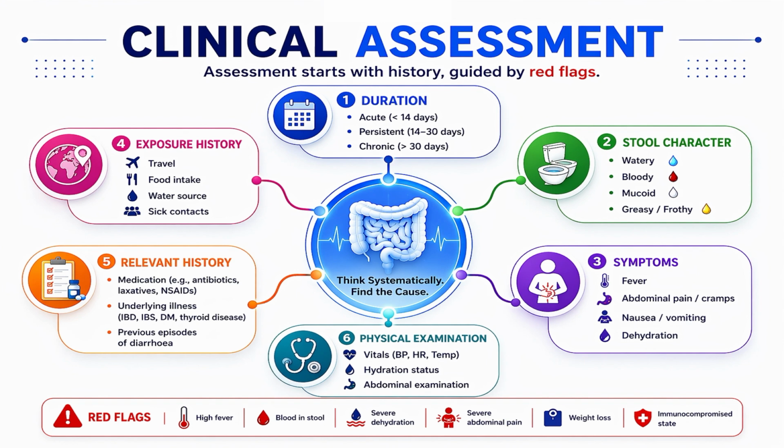Exposure. Exposure history is crucial. Travel, food, contact, it is very important. Now, past history. Considering underlying disease, medications, or immunity is essential in the clinical assessment. Examination mainly focuses on checking the hydration levels: skin turgor, mucosa, pulse, blood pressure. Also, assess abdomen and systemic features.